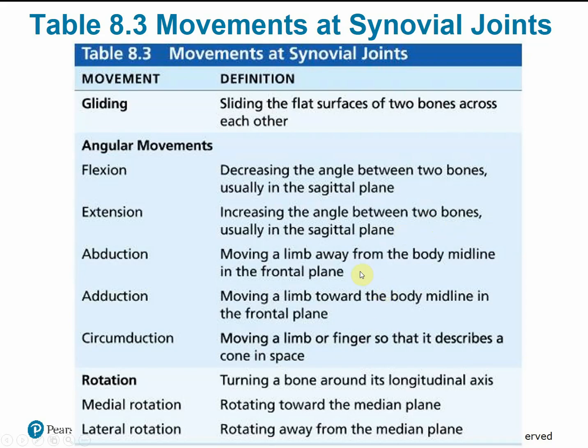Abduction is movement away from the midline. So abduction is being taken away. Adduction is moving the limb toward the midline. So we're bringing them together. We're adding them back together.